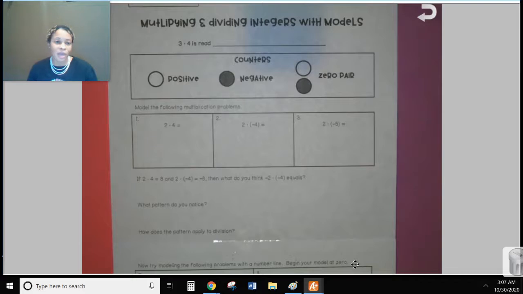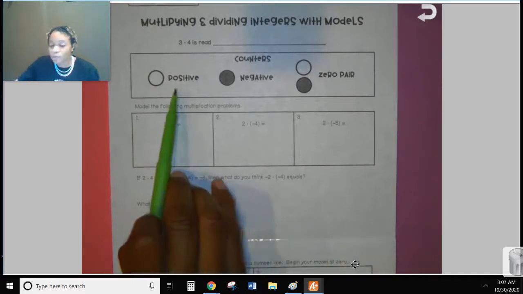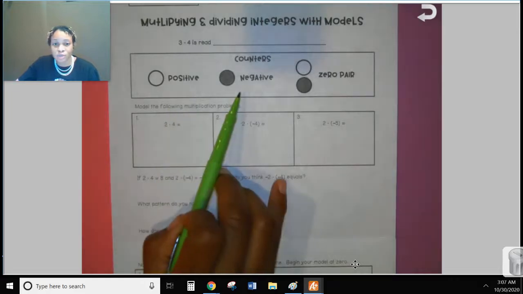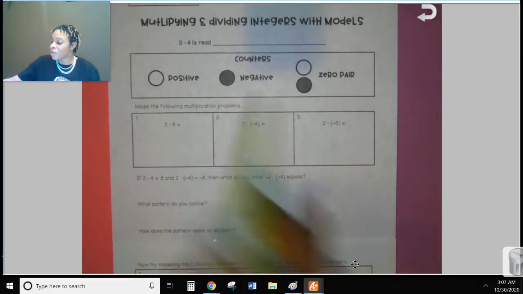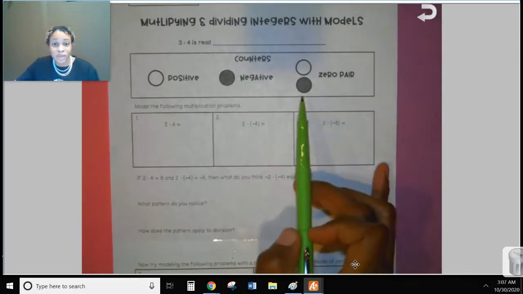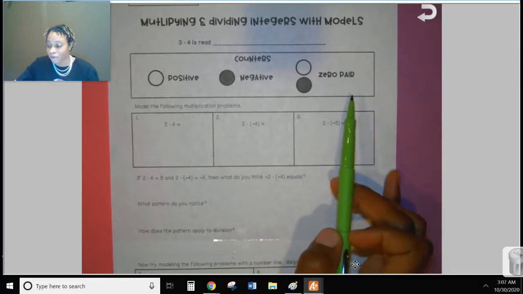So here today I'll be using open and closed circles. Our open circles will be positive. Our shaded circles or closed circles will be negative. Remember, open and a closed together will create a zero pair. Okay?